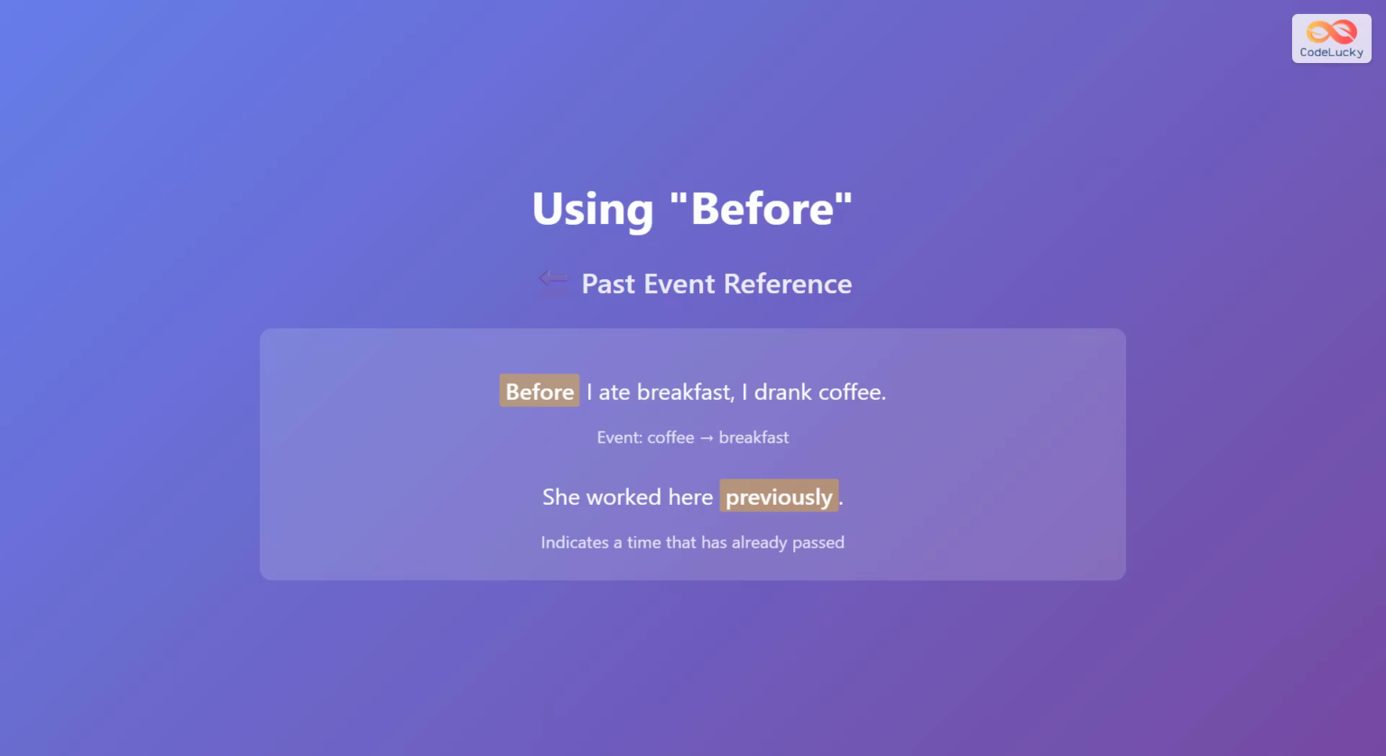Let's look at how to use the word before. Before means something happened first in time. For example, we can say before I ate breakfast, I drank coffee. This tells us that drinking coffee happened before eating breakfast. Another example is she worked here previously. This means she had a job there in the past, but not now. Before and previously both show us events that have already passed.